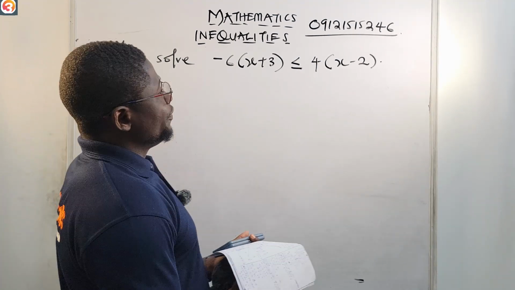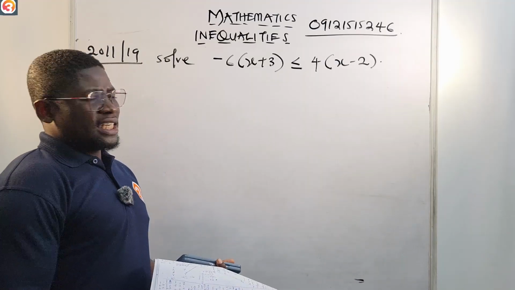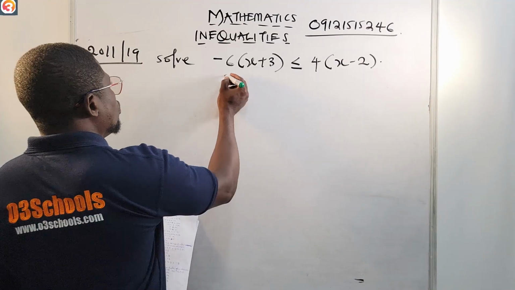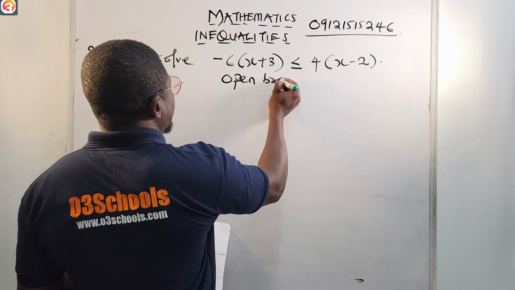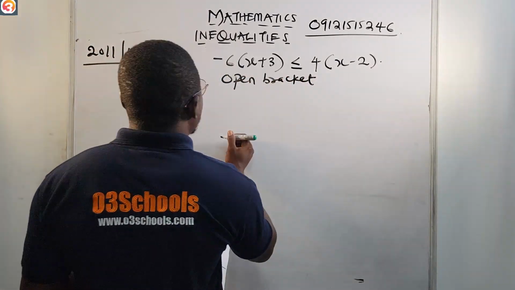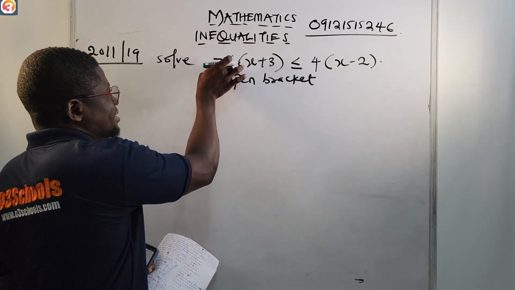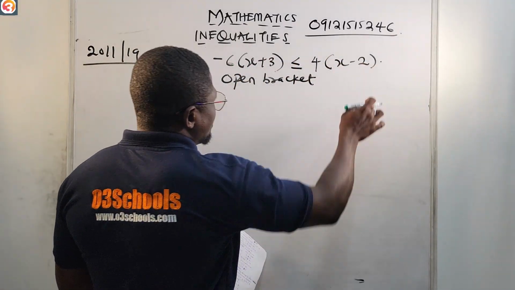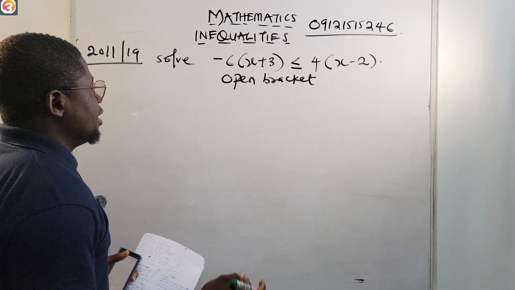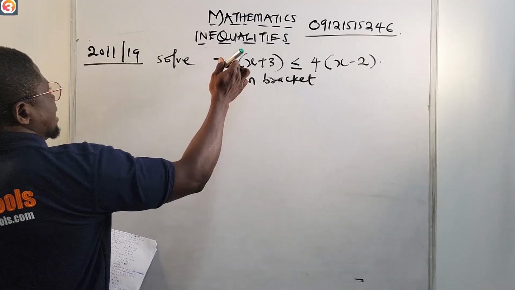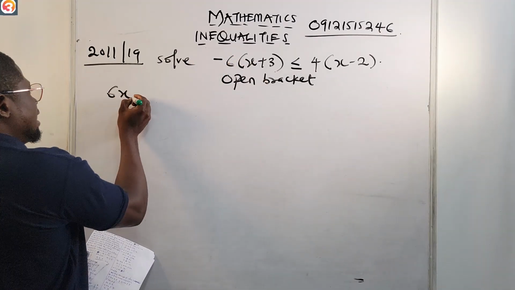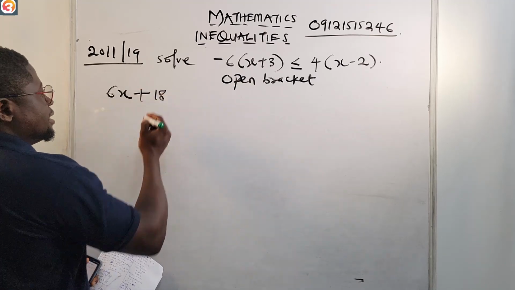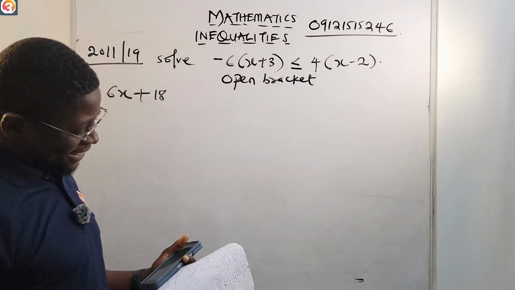So now what do we do? First, if we're having something like this, the first thing to do is open the bracket. That means we are going to use the term outside to multiply the terms inside the bracket before we now solve. So let us do that. 6 times x is 6x. 6 times 3 is plus 18. Are we following?